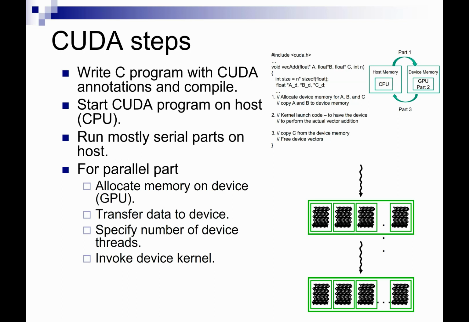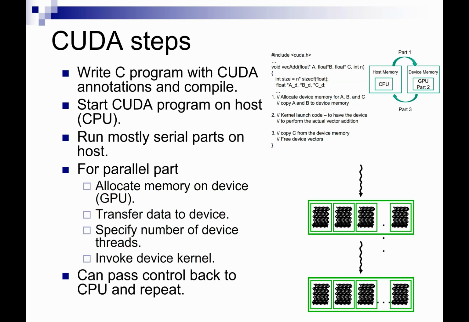Then eventually you get to the parallel part, and you want to run that on the GPU. To do that, the first thing is you need to allocate some memory on the GPU, and usually we call the GPU the device. So the host is the CPU, and the device is the GPU. We allocate some memory on the device, and then we transfer the data that you want to compute with onto the GPU. Then you have to tell the GPU how many threads you want. This depends on the workload that you're running. You specify the number of threads, and then you call the GPU code, and the GPU code is called a kernel.